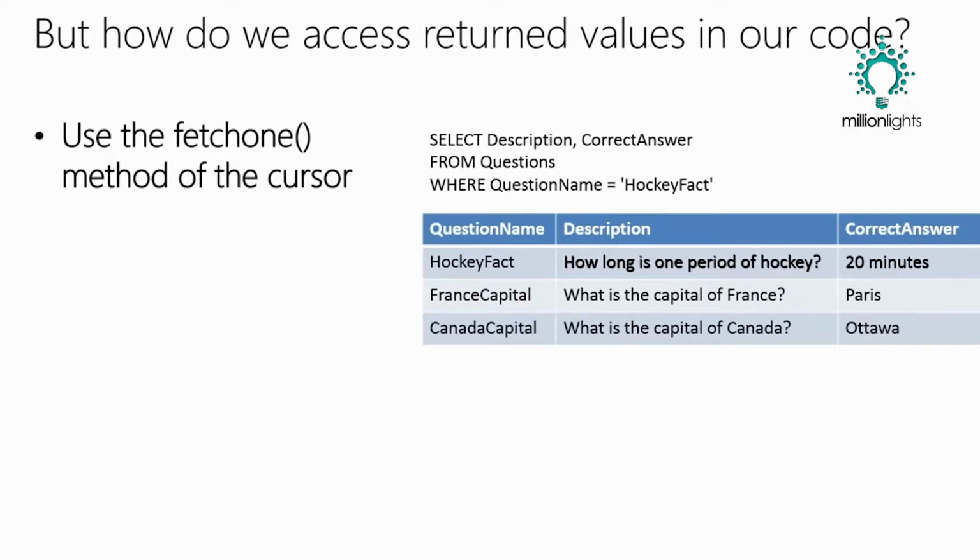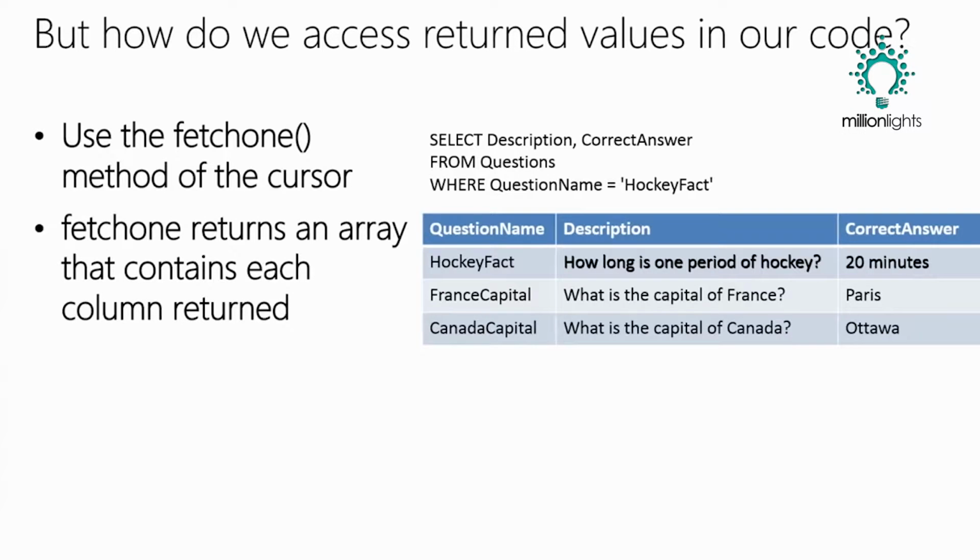There's a method on the cursor called fetchone. That will allow you to retrieve one record at a time. There's also a fetchall, which allows you to get all the records at once. Depends on how you want to work. So what fetchone will do is it actually returns an array that contains each column that was returned. Now that array, let me show you this sort of in code on the slide here.